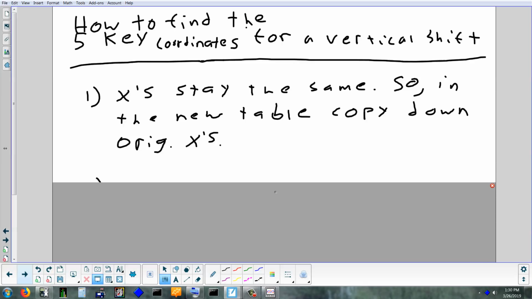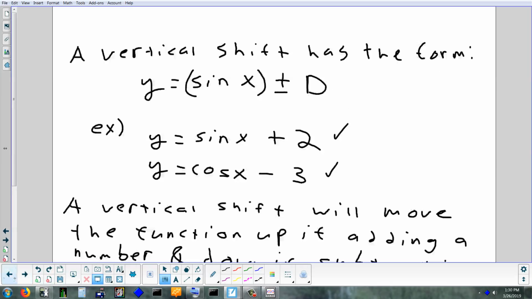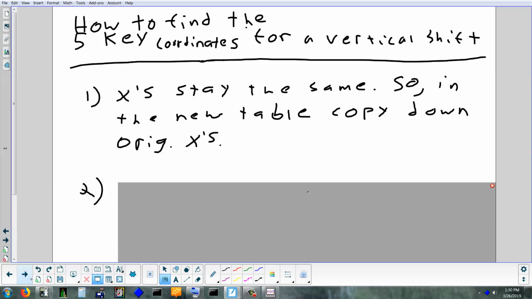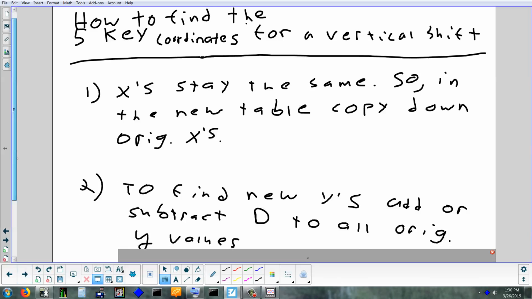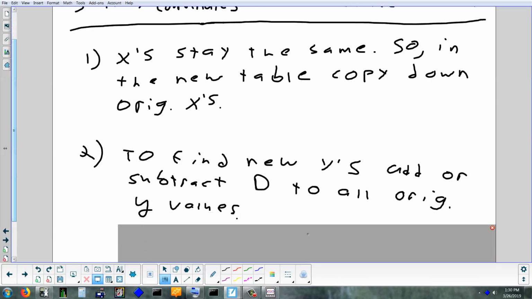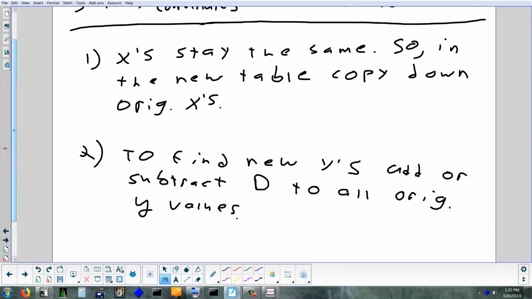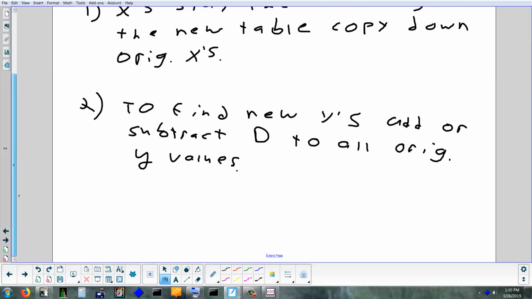All right, now, how do we get the new y values? Well, first thing you have to know is, what did you add or subtract? Did you do a +2? Did you do a -3? Did you do a +7? You take the number that you added or subtracted, and you add or subtract that number to all the original y values. So if you had a +2, you would add 2. If you had a -6, you would subtract 6. Don't do the opposite.